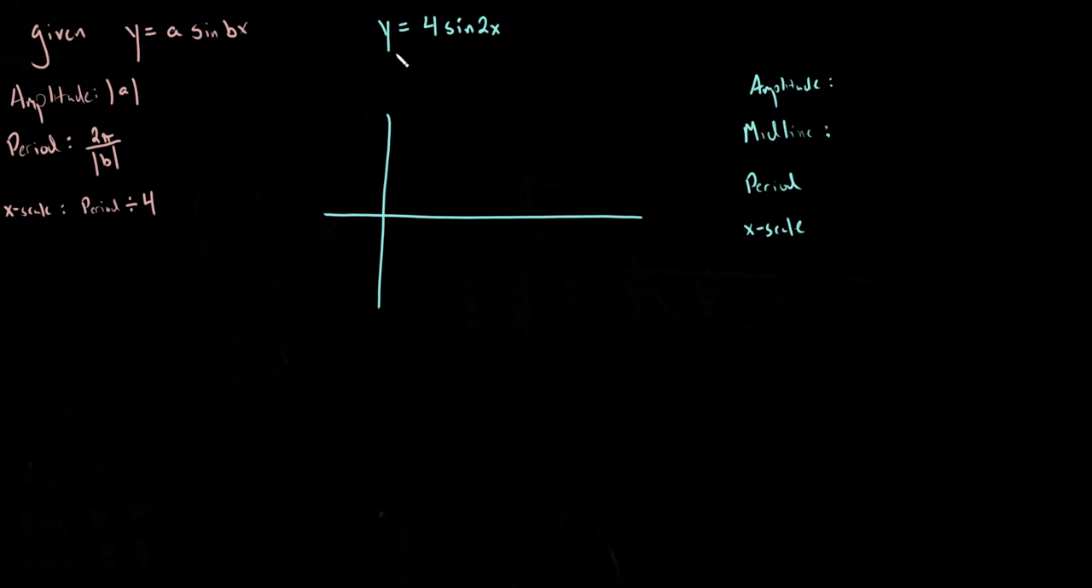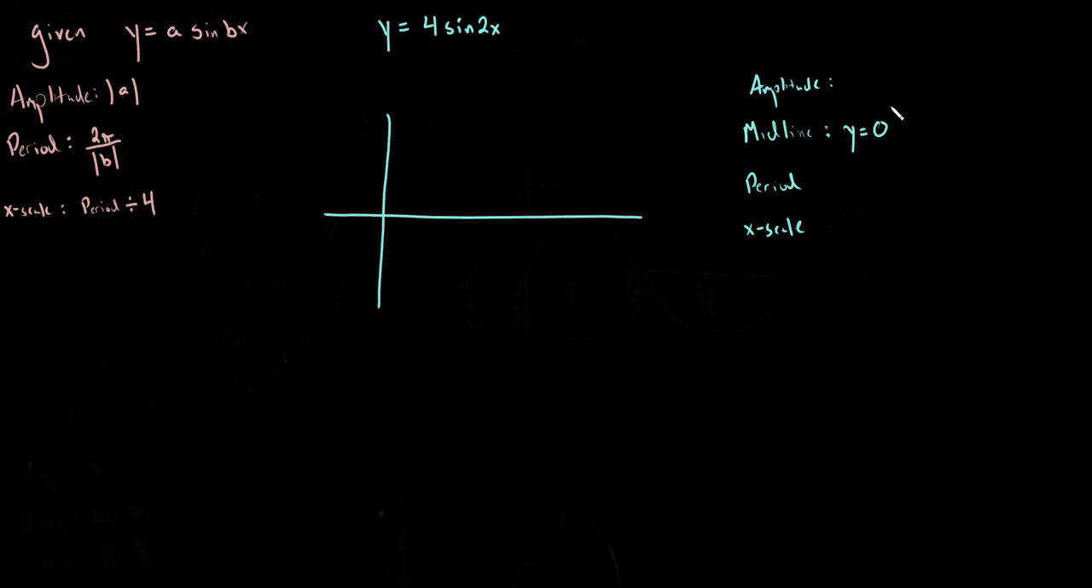So let's say we had this function here, y equals 4 sine of 2x. What I want you to do is pause the video and try to find these four values. Actually, I'll tell you that the midline we haven't changed yet. I'll show you guys in the next video. The midline is going to be y equals 0 for these videos. But go ahead and pause the video and try to find these other three. Okay, hopefully you did that.